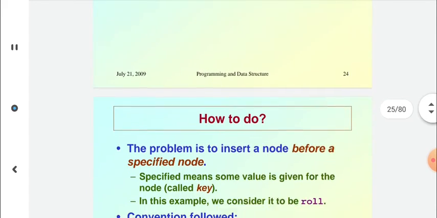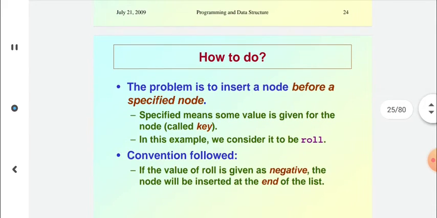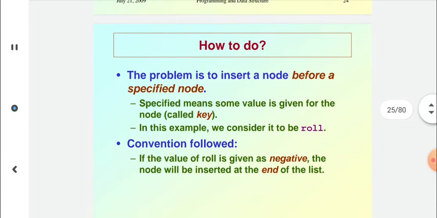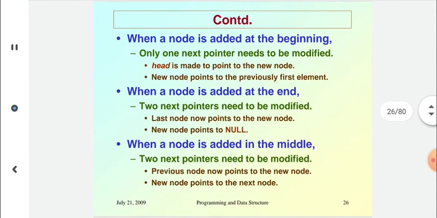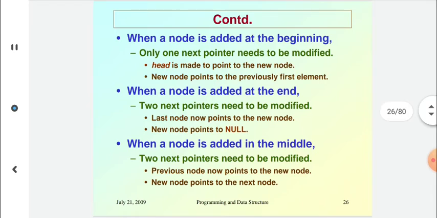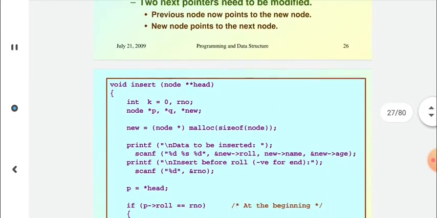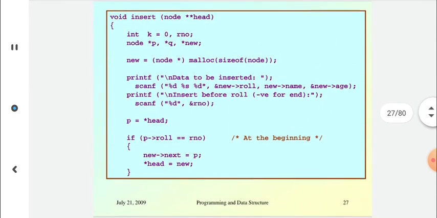Now, inserting a node in the list, what to do? The problem is to insert a node before a specified node. You must say where to insert, and the convention is that if the value of roll is given as negative, the node will be inserted at the end of the list. Practically taking a look at it, this is the insert. Why are we putting a double pointer? Because we are sending the reference of the head. Otherwise we are doing every operation on a copy of the list.